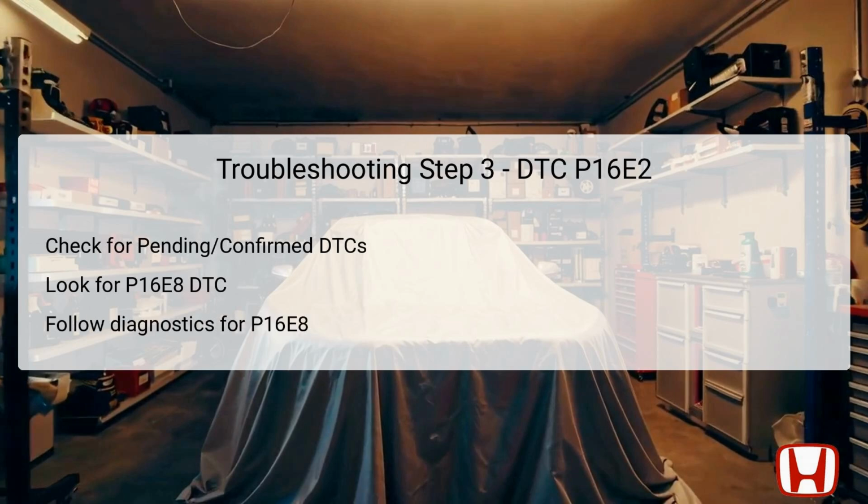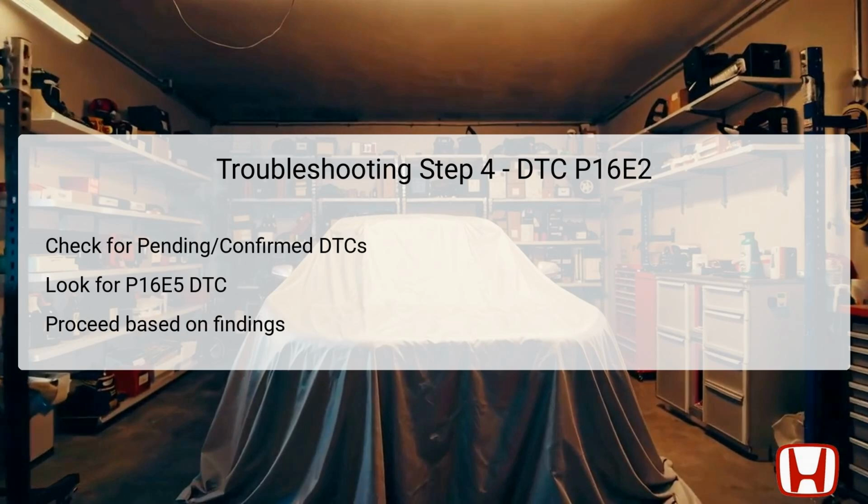Continue with diagnostics by checking for any pending or confirmed DTCs, again through the HDS. This assessment will help you identify if the P16E8 DTC, indicative of a shutter grille LIN communication error, is present. If this code is confirmed, it is crucial to follow through with its specific diagnostic steps to diagnose the possible malfunction in the shutter grille system. Should the P16E8 DTC not appear, you can move on to the next step, ensuring that diagnostic focus remains on the communication integrity with the alternator and related components in the system.